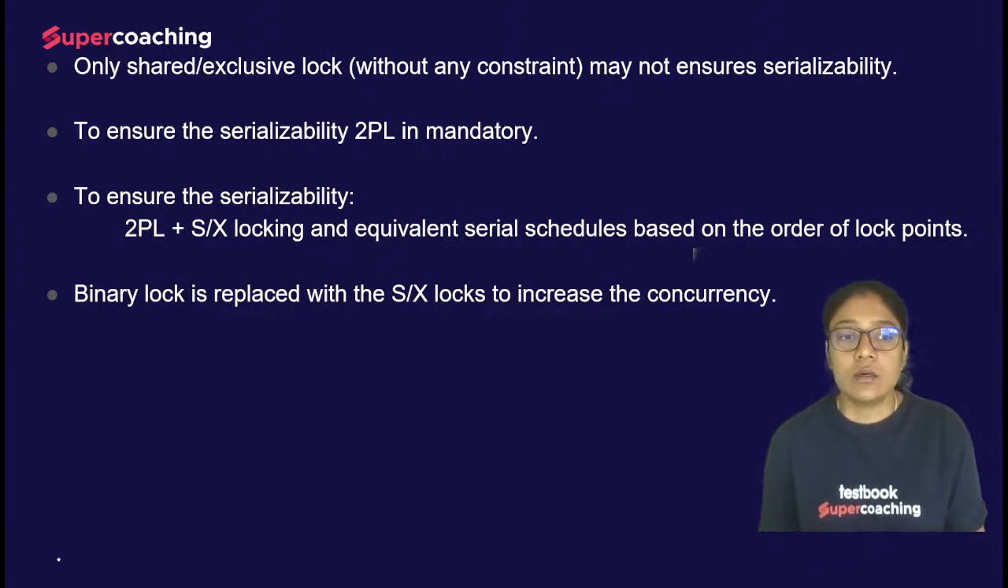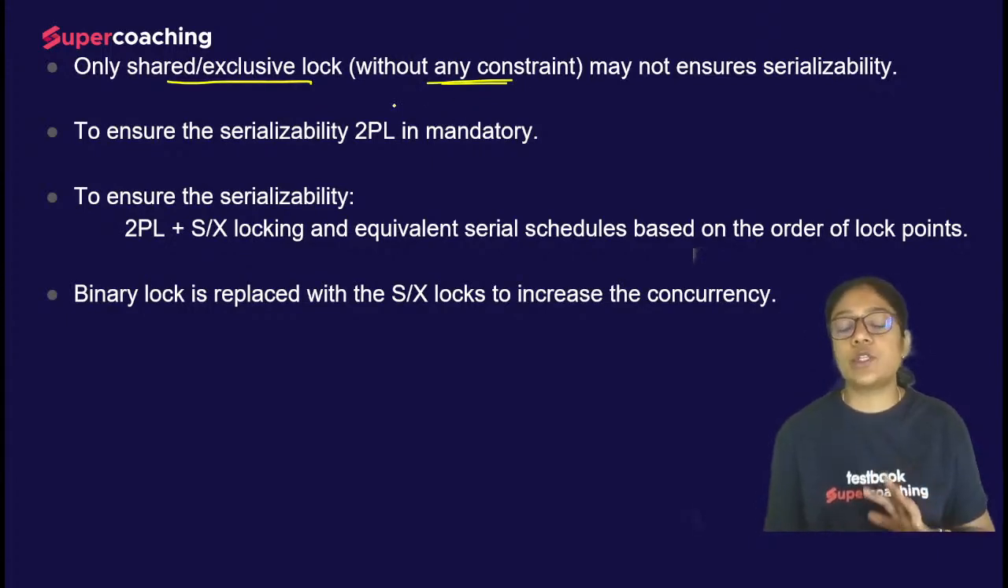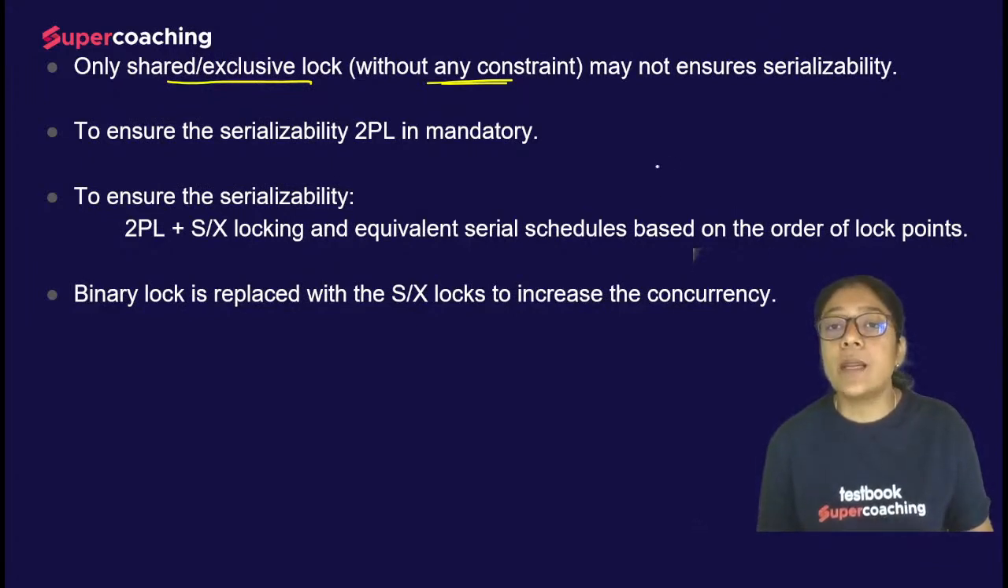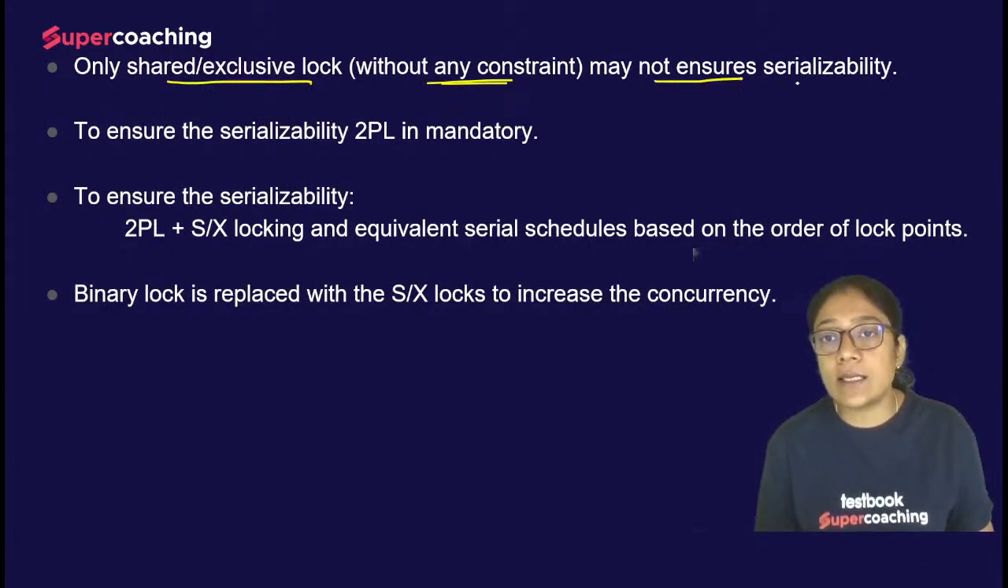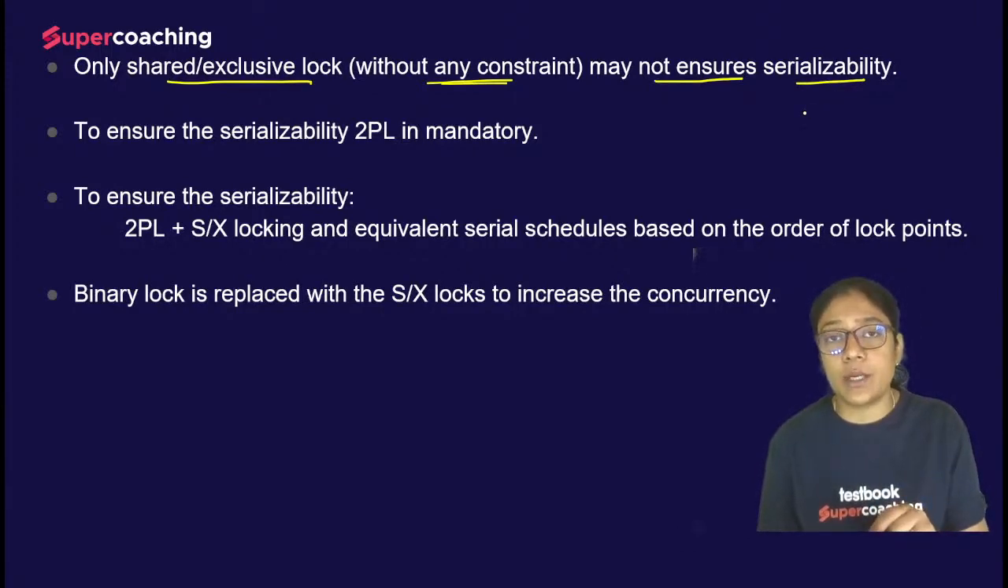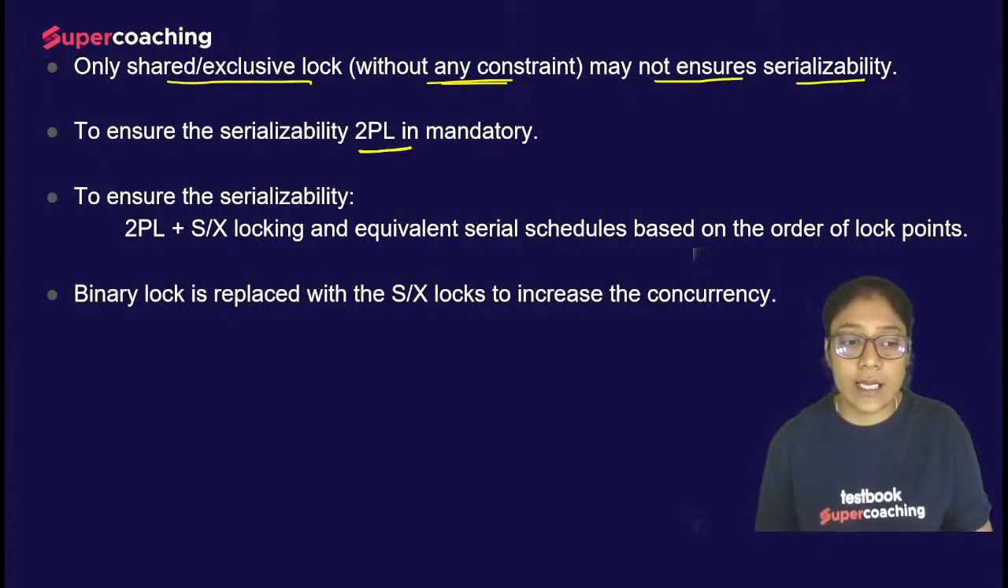So here comes the result. Only shared or exclusive locks without any constraint, that is, we are using shared and exclusive locks in place of simple locks, but not using 2PL, may not ensure serializability, because we have said that in order to ensure serializability, 2PL is mandatory. Two-phase locking is mandatory. Make sense? So to ensure serializability, 2PL is mandatory.